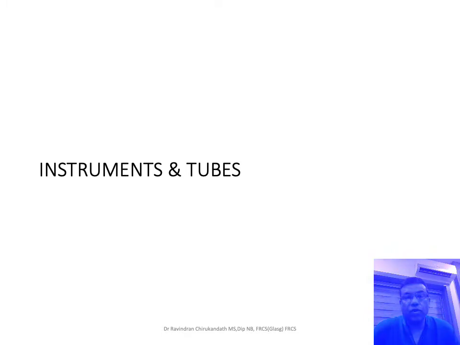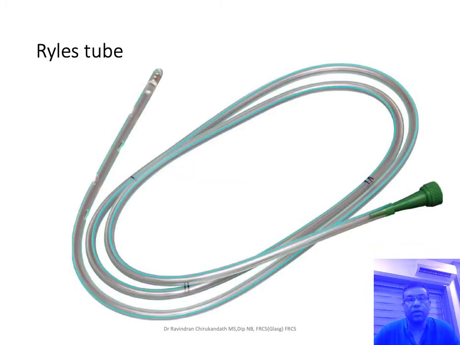So just a few more instruments which you, as a student, should be aware of. For example, this is a Ryle's tube, and the Ryle's tube is mainly used for feeding purposes as well as for aspiration and nasogastric decompression. It is identified by the presence of three lead pellets on the tip. That is for identification by X-rays.